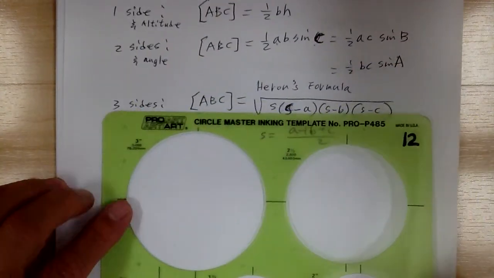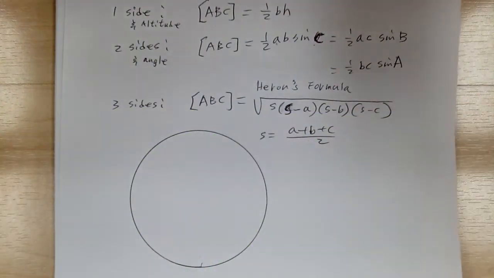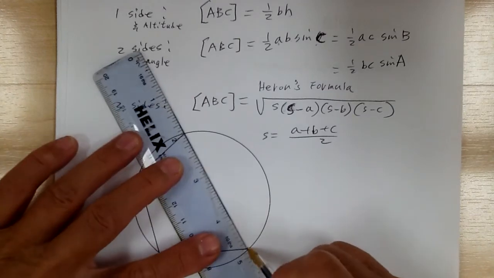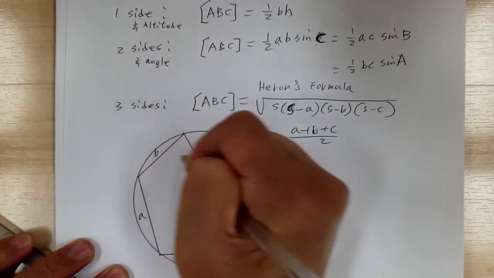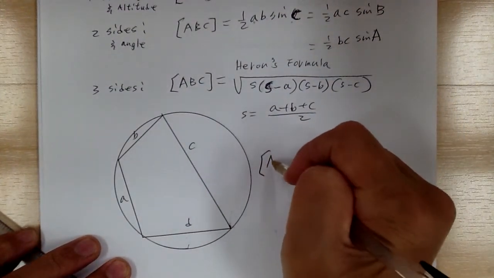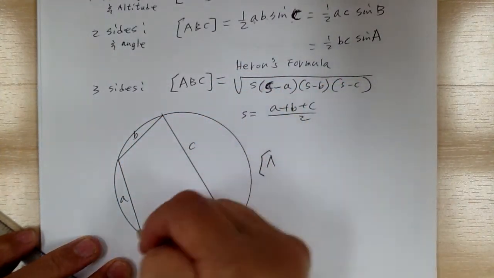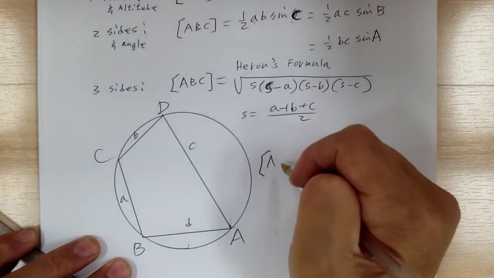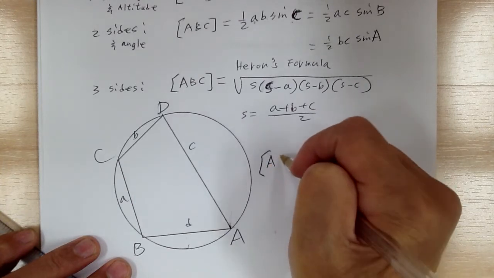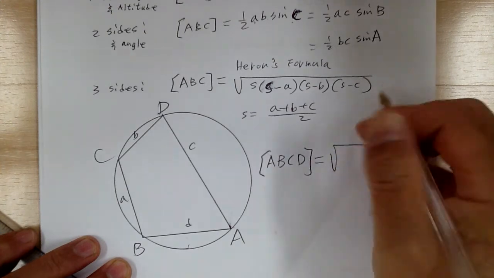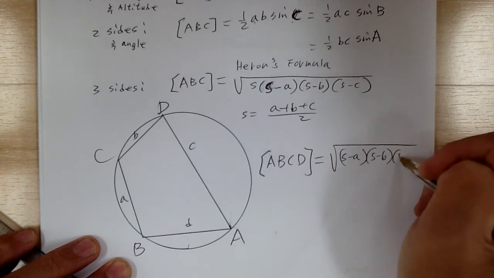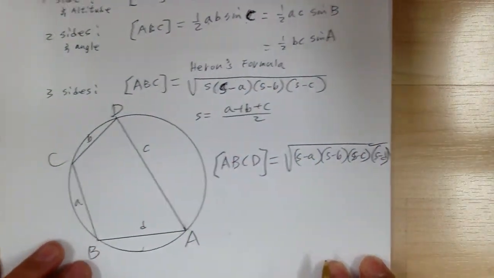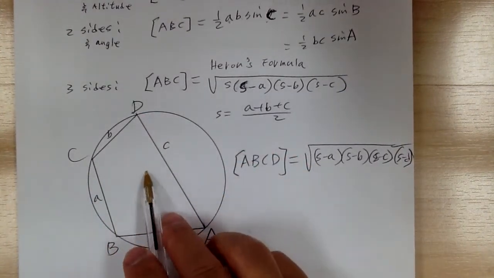Let's say you have a circle and a quadrilateral, any quadrilateral inscribed in a circle, and let's call it A, B, C, D. So the area of the quadrilateral A, B, C, D is actually the square root of S minus A, S minus B, S minus C, and S minus D. So when you have a four-sided quadrilateral inscribed in a circle, the area of the quadrilateral is that.